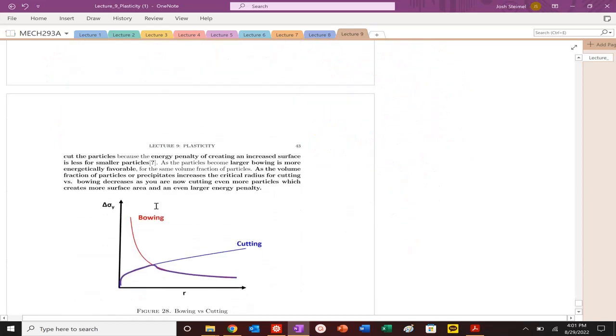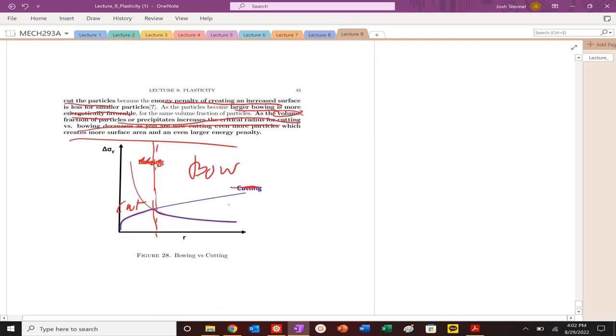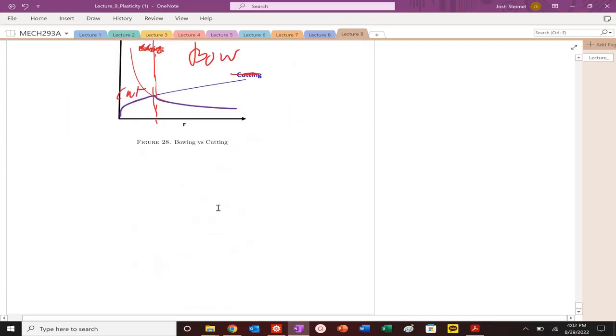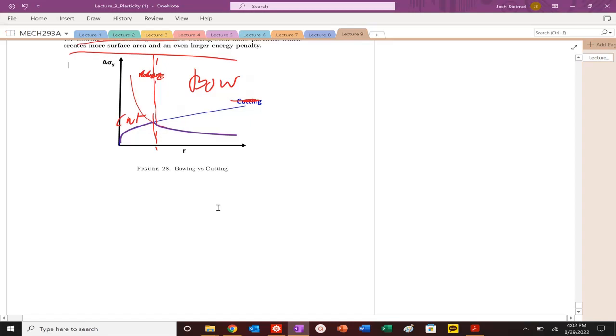So for very, very small particles, we will want to cut because the surface energy cost is low. Your curvature is very high for small particles. For larger particles, cutting creates a lot of surface area, and your curvature costs are minimal as your radius increases. So that is going to be very important energetically. And as you increase the fraction of those particles, you can shift this critical radius to the left. So that's it. Next time we will talk about creep mechanisms.